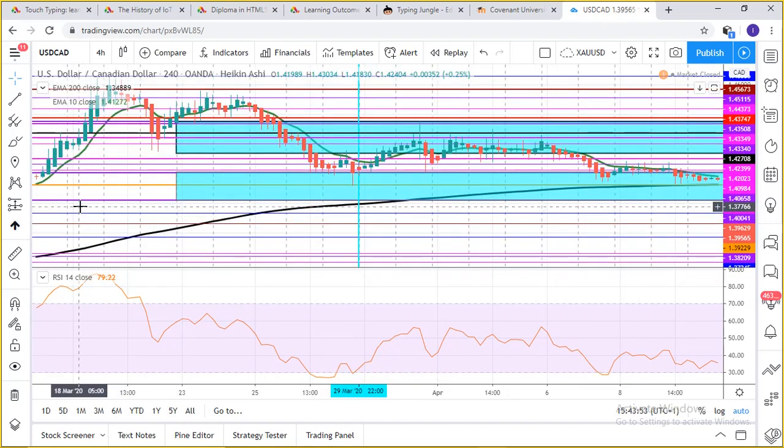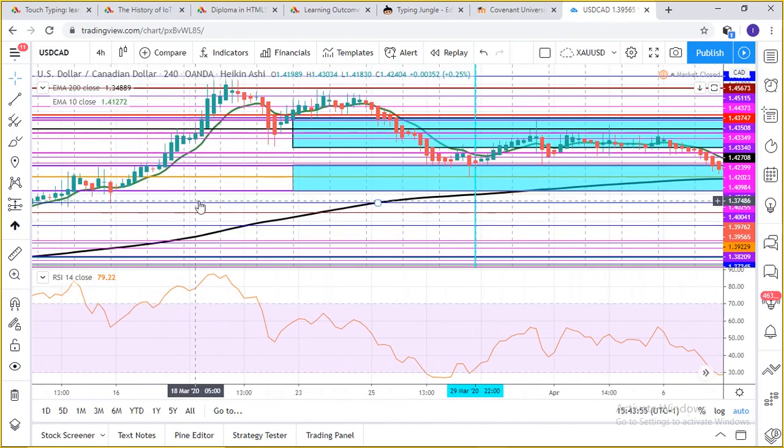Let me expand. I joined early. Now, these ones went up, and after this, it was this doji that formed. The next doji that formed, then I used this. The price could not push above it. I used it as a resistance.